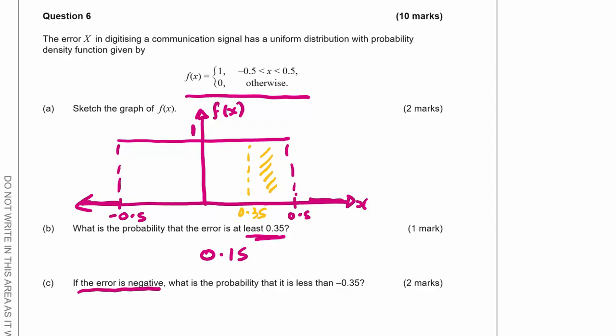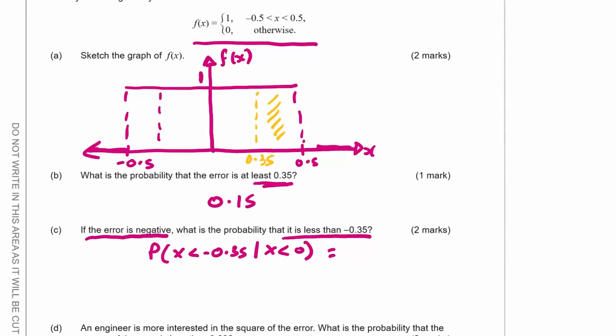If the error is negative, so this is now a conditional probability, what's the probability it's less than negative 0.35? So that is going to be the probability that x is less than negative 0.35, given that x is less than 0. So to be less than negative 0.35, that's going to be 0.15, which is the area of this rectangle just here. But the probability of x being less than 0, of course, is 0.5 here. So this one is going to be 0.3.